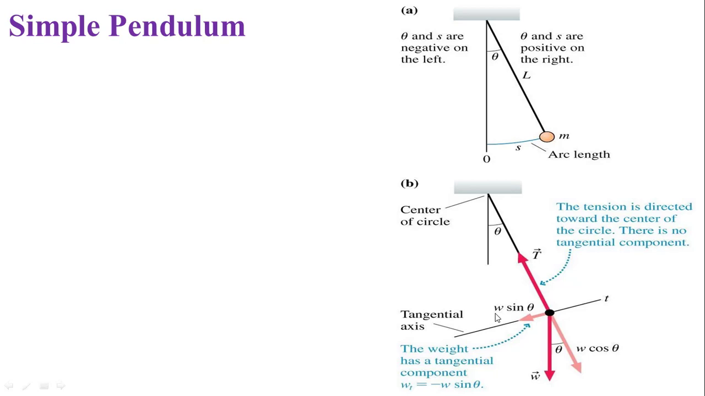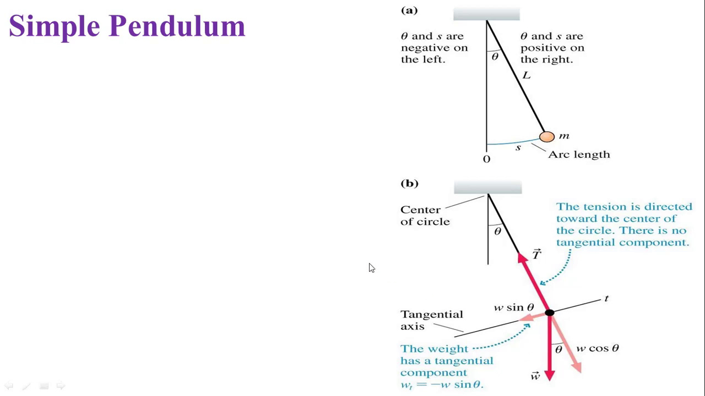W is equal to mg, and theta is the angle represented in this diagram. The weight has a tangent component, so the tangential force is minus W sin theta, the minus sign being due to the restoring force. And this shows the tension in the string. The tension is directed toward the center of the circle. This is the tangent component. So the tension T and W cos theta cancel each other, and the weight always acts downward.